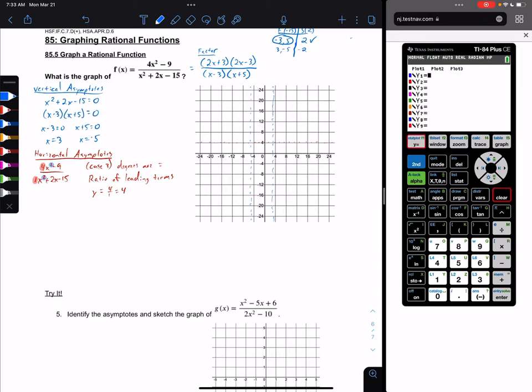I'm going to go to y equals, and type in my function. So I'm going to put parentheses, then 4x squared minus 9, close the parentheses, then divide by x squared. Oh, I need to open parentheses there. Sorry about that. We need another set of parentheses, so let's delete this. We want a parentheses there, and then we can type in the denominator: x squared plus 2x minus 15.